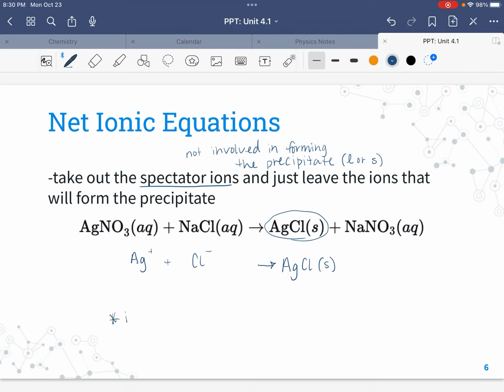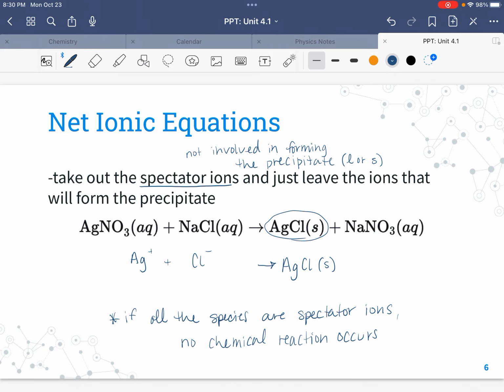So just make a note, if all the species are spectator ions, meaning that no liquid or solid was formed as the product, it just means that no chemical reaction occurs, which is kind of what I was explaining a bit earlier.